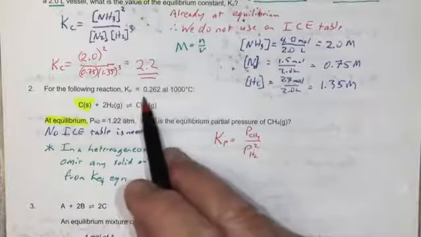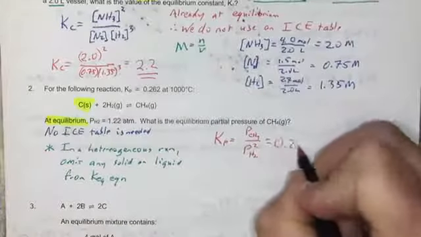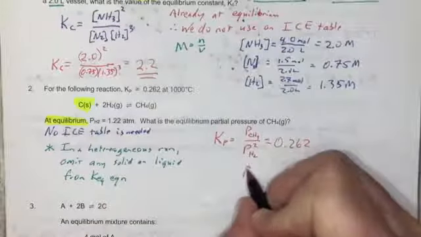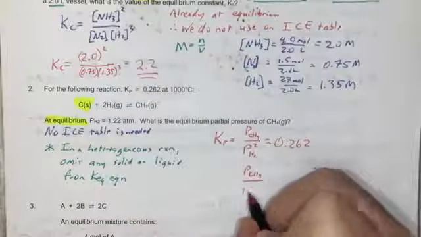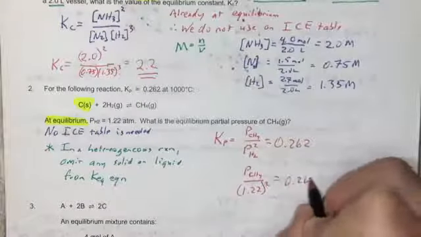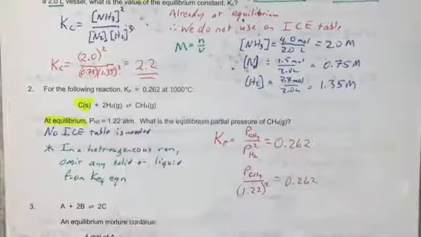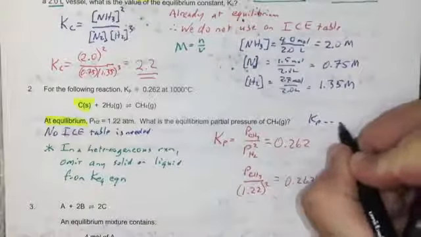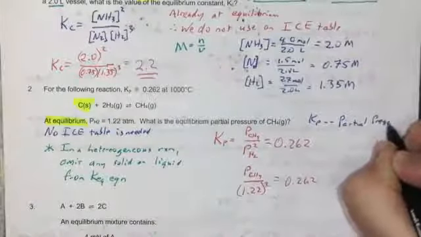Now, in this case, I know what Kp is. Kp is equal to 0.262 at this temperature, and we're given the partial pressure of hydrogen. So I can write the partial pressure of CH4 divided by the partial pressure of hydrogen, 1.22, squared, and that's equal to 0.262. Now, in order to do a Kp, the partial pressure must be expressed in atmospheres. So Kp is in terms of the partial pressure of each gas in atmospheres.